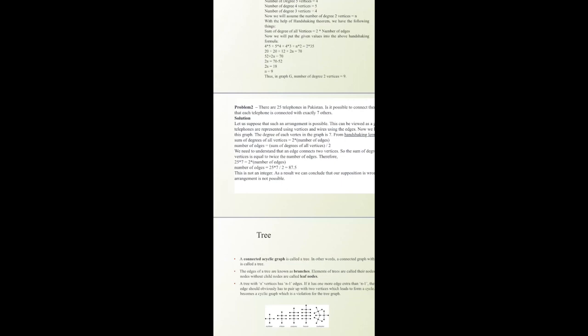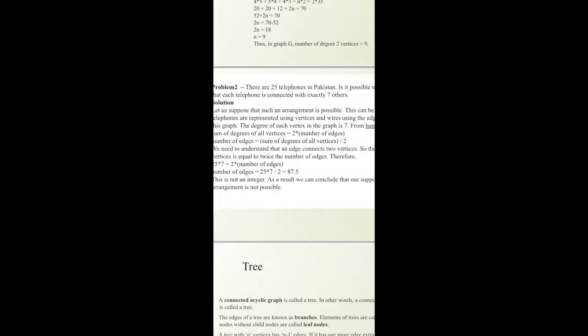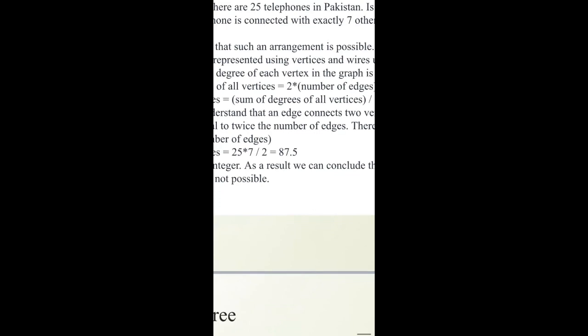But here it is 87.5. In graph theory, we are not happy with non-integers. We want exactly an integer number of edges. So here you can see 87.5 is not an integer. That is a problem. So the handshaking lemma is not applicable on this one.